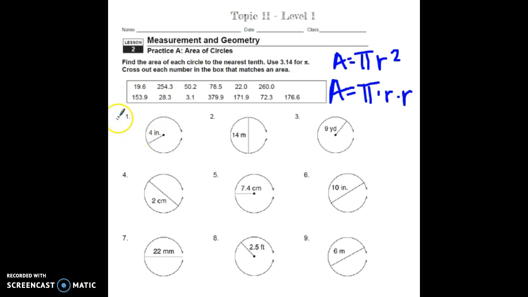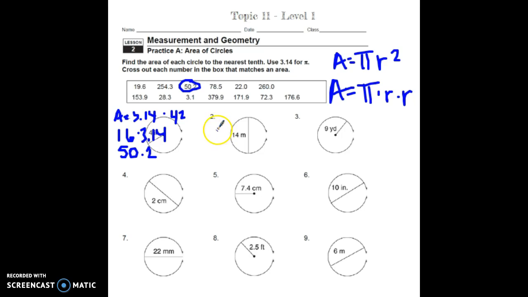So to solve this one, I would do A equals 3.14 times 4 squared. Now 4 squared means 4 times 4, so that's 16. And then you do 16 times 3.14. So if you put that in your calculator, 16 times 3.14 gives you 50.24. And if you look at your answers right here, they want you to round to the nearest tenths. So 50.24 is 50.2, and that's what one of these answers are. So for number 1, you would put 50.2.